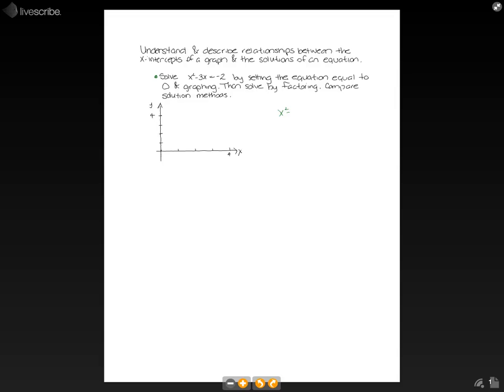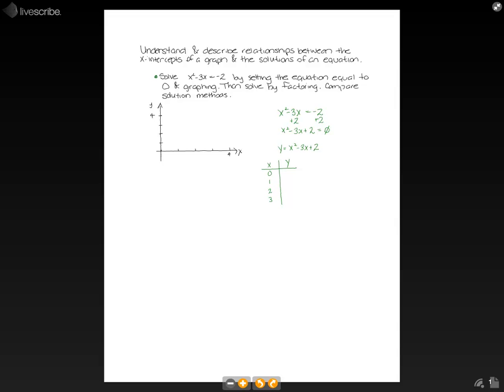So we have x squared minus 3x equals negative 2. Adding 2 to both sides gives us x squared minus 3x plus 2 equals 0. To graph this, we can set that equal to y and then plug in different values of x to get the corresponding y value. So if we say y equals x squared minus 3x plus 2, let's choose x to equal 0, 1, 2, and 3, which means y will equal the following results.